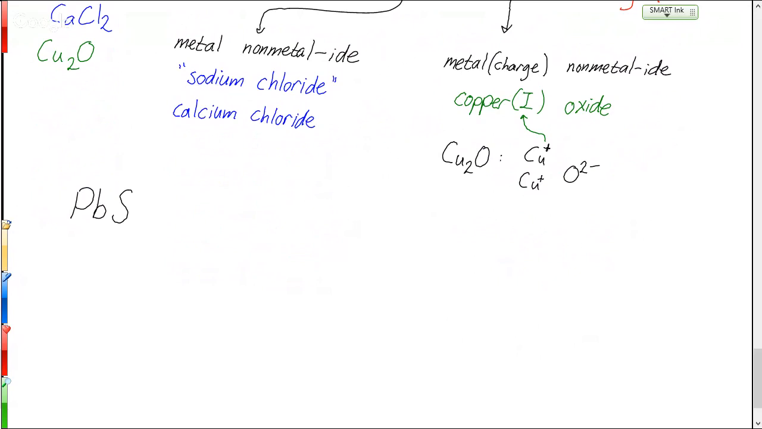Let's try PbS. So we want to write the name of this one. And our first question is always, does the metal atom have a fixed charge or a variable charge? So what is it for Pb? It's lead. It's variable. It's not in those spots over on the left that have the fixed charge. It's not aluminum, so it's variable. So that means that our name is going to take the form lead, something, sulfide.